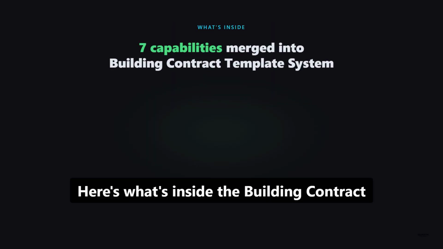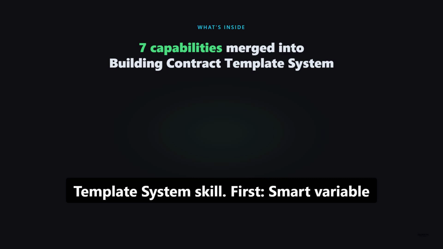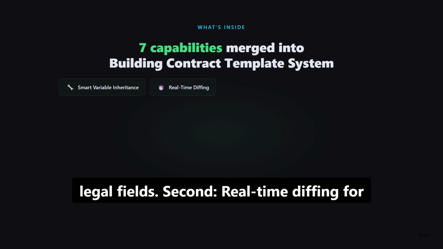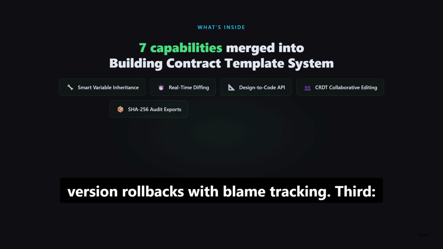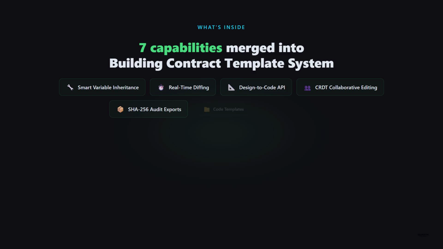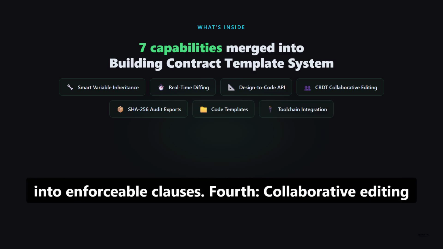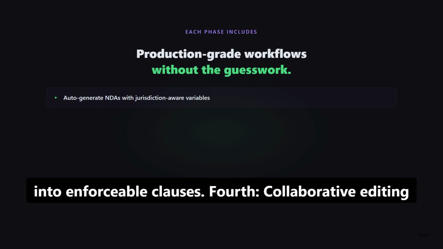Here's what's inside the Building Contract Template System skill. First, smart variable inheritance that maps component props to legal fields. Second, real-time diffing for version rollbacks with blame tracking. Third, design-to-code converters that parse Sketch layers into enforceable clauses.